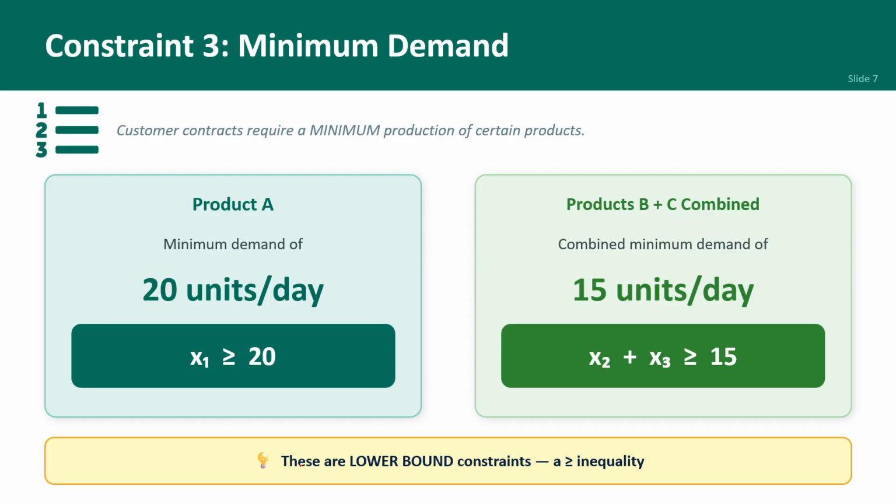Fine. Now the next is the demand constraint. For product A, there is a minimum demand of 20 units in a day. So the production should be at least 20 in a day. And for B and C, the combined demand is 15. So that is x2 plus x3, it should be greater than or equal to 15. So these are the lower bound constraints, or greater than or equal to inequalities. That is, we must satisfy the minimum demand.